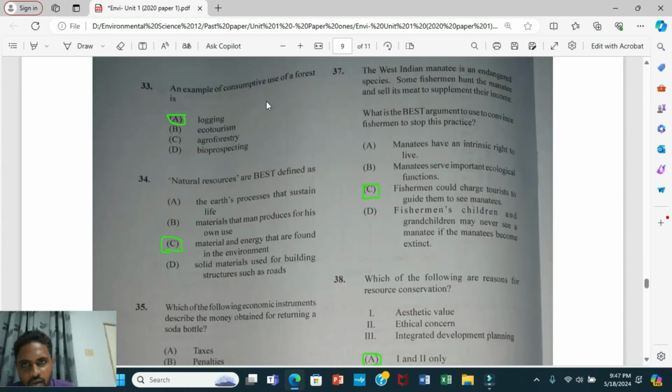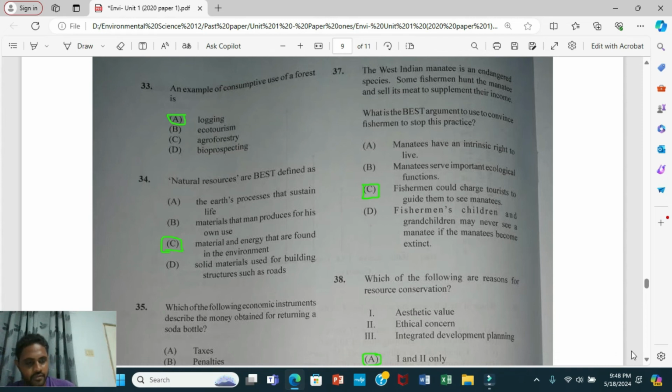33. An example of consumptive use of a forest is, of course, logging. Once the plants are cut and used, they are used up. You don't have those plants anymore. They are gone. They are used up in the process. So that's consumptive, right? 34. Natural resources are best defined as, of course, C, material and energy that are found in the environment.